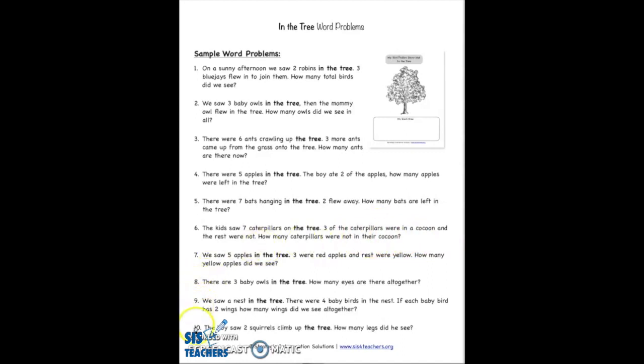Number 8, 9, and 10 are designated as challenge questions. These questions help students to think a little bit beyond just 2 birds flew in the tree and 3 more joined. It gets them to have some higher order thinking, like we saw a nest in the tree. There were 4 baby birds in the nest. If each baby bird has 2 wings, how many wings do we see altogether? This concept really helps kids to kind of think a little bit more. They might have to use their counters on the mat a little bit differently as they act this problem out and think it through.